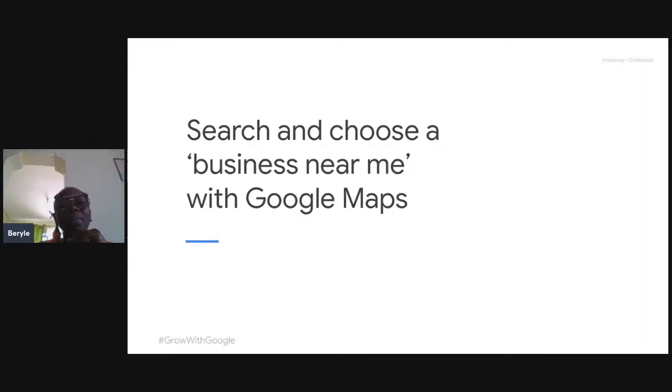So, search and choose a business near me with Google Maps. Maybe pick out a business name, like Udemy's Electronics. That's off the top of my head. I don't know if he's an electrical engineer or something. So go and search for it online and tell me, when you search for a specific business name, what do you see?